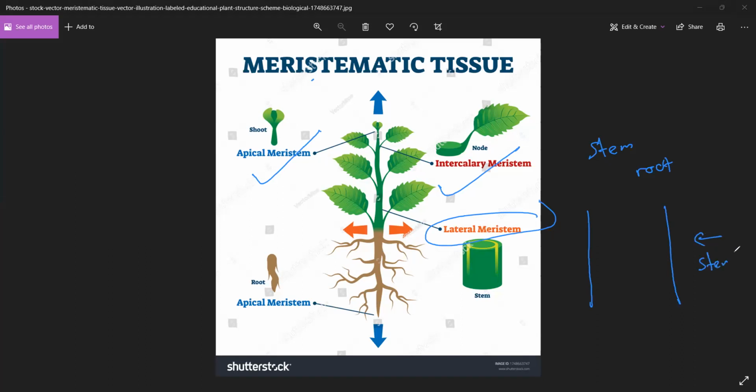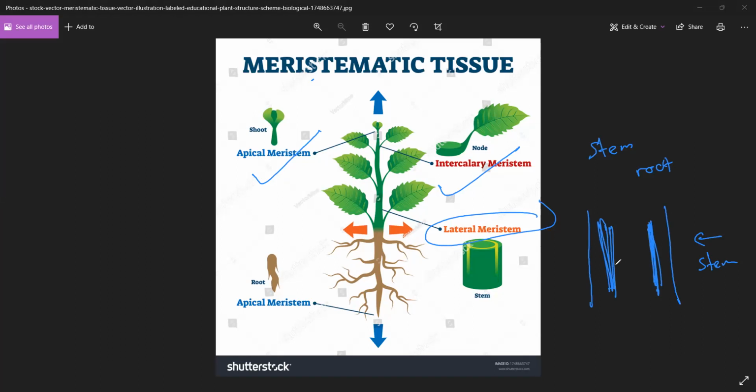Now you are going to have this tissue parallelly, or you can say laterally, like this only. So this is lateral meristem. It is present laterally to the stem and root, so that's why we call this a lateral meristem. Or you can say parallel also, no problem.